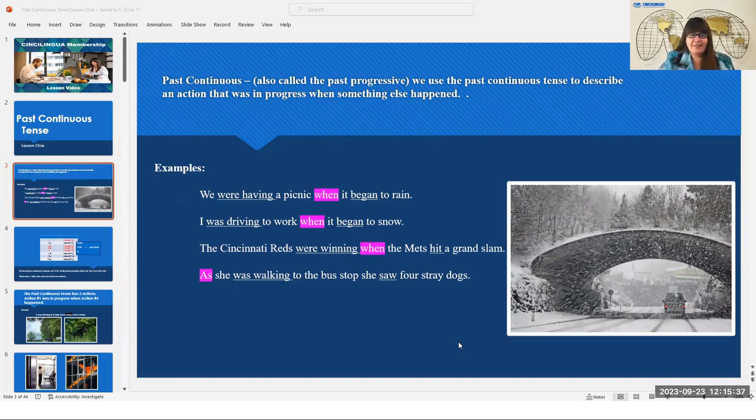Let's look at the other examples on this slide. I was driving to work when it began to snow. So I got in my car. It was not snowing. I started to drive to work, no snow. And a few minutes later, surprise, it began to snow. The Cincinnati Reds were winning when the Mets hit a grand slam.